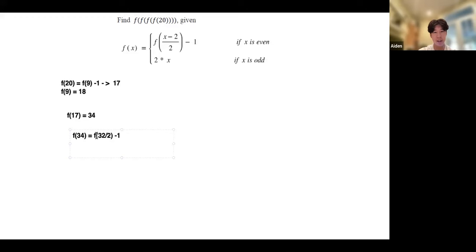Okay, so you know that this is 16. So you're looking for f of 16 now, which once again is an even number. So 16 minus 2 is 14, divided by 2 is 7.